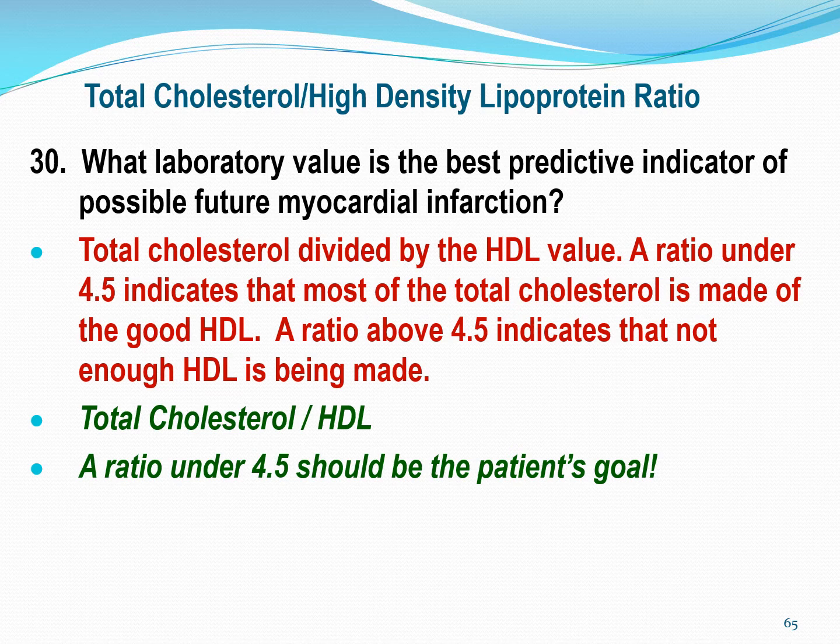That is the biggest possible indicator to tell you whether in the future you're at risk of having a heart attack. A ratio under 4.5 should be the patient's goal, okay? Anything above 4.5 is just a red light going off saying I'm at risk of having a myocardial infarction.